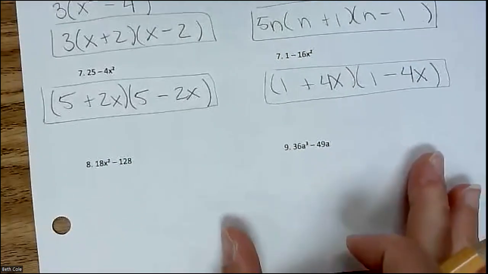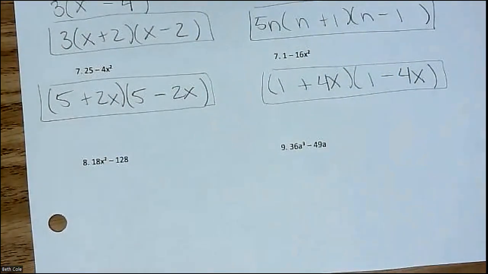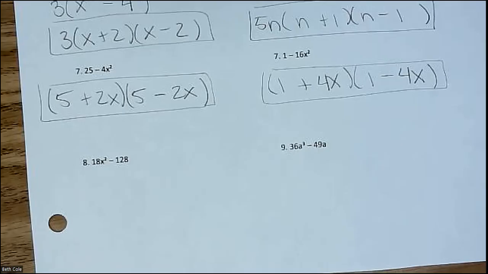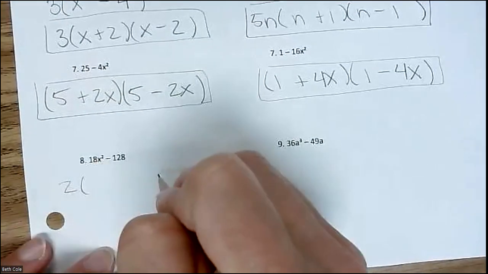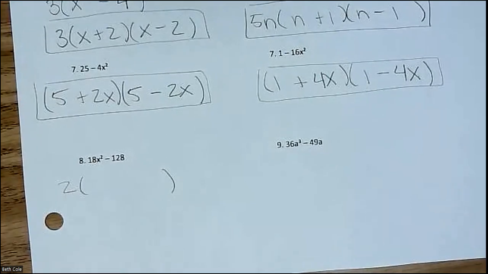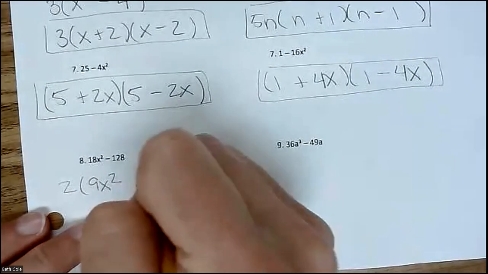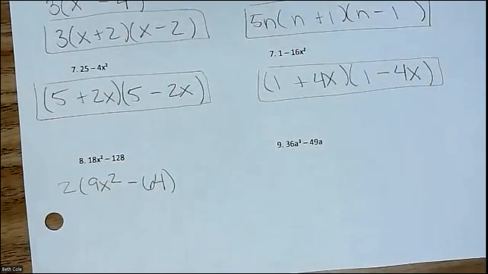And then these ones have a greatest common factor again. For 18 and 28, what can we take out of both of those? Let me see. I'll just type it in. Do you remember how to do this? GCF of 18 and 128? 2, I guess, is the biggest thing we can take out. I thought it was going to be bigger than that. Oh, well. All right, put 2, start a parenthesis. We're going to divide them both by 2. That would leave you with 9x squared minus 64.